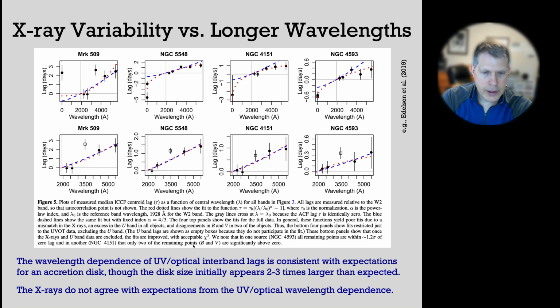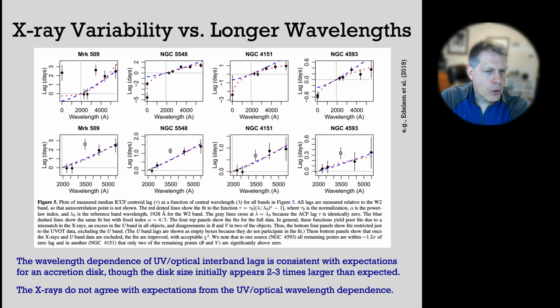But one challenge, at least initially on the surface, is that the disk size initially appears 2 to 3 times larger than expected. So in other words, you get the scaling you would expect for an accretion disk, but the disk appears to be bigger than one would expect. Now, that may not actually be a problem when one considers more realistic models of the corona, and you can read about that in the literature if you're interested.